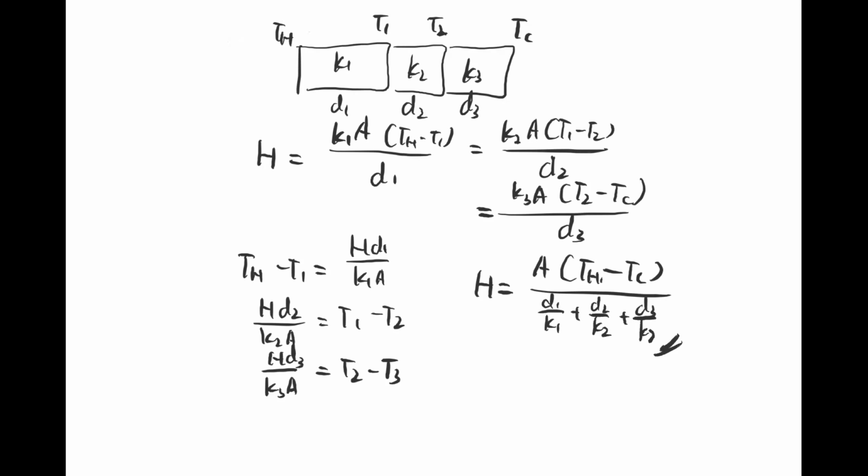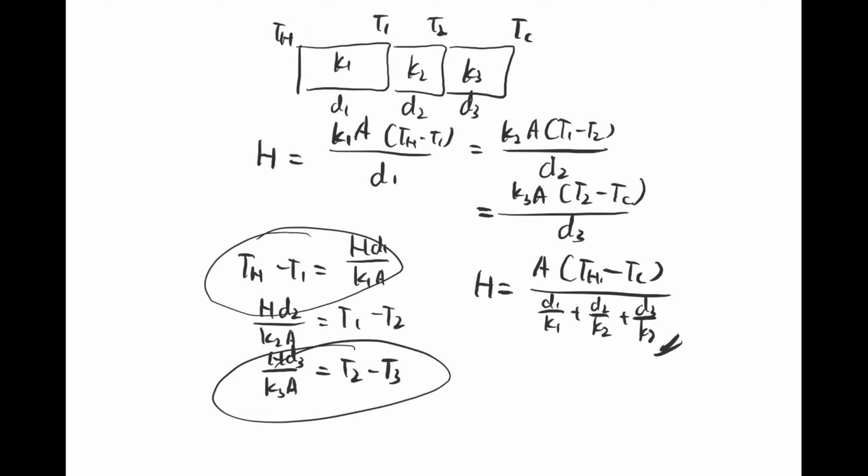And for B, we're supposed to find T1 and T2. I'm not going to do this because, again, it's just algebra. You just substitute the heat current into the first two equations here. You substitute back into here. Not much else to do.